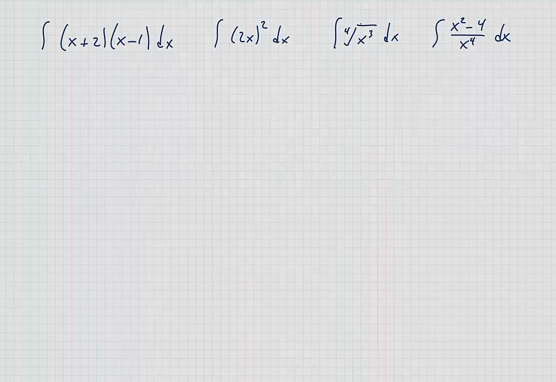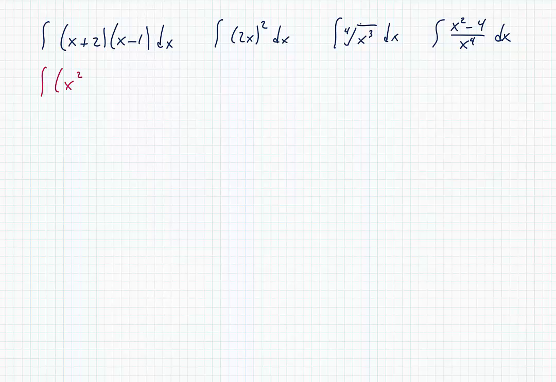These last four examples are meant to remind you of the fact that we often need to rewrite things, same as we did for derivatives, before we can take antiderivatives. So when we have the antiderivative of x plus 2 times x minus 1, you don't have anything that looks like a product rule yet, so we're actually going to need to multiply that out. So this is the same thing as the antiderivative of x squared plus x minus 2 dx.